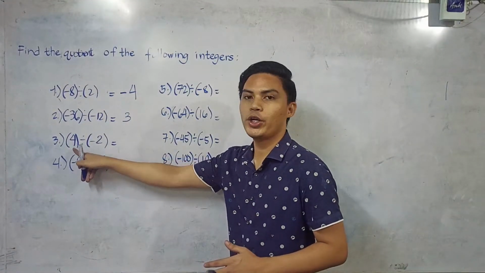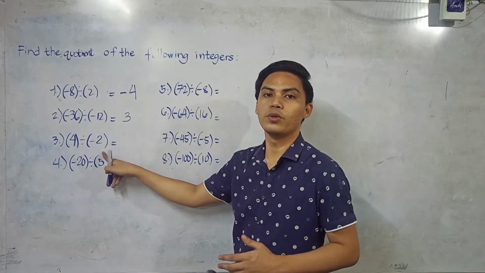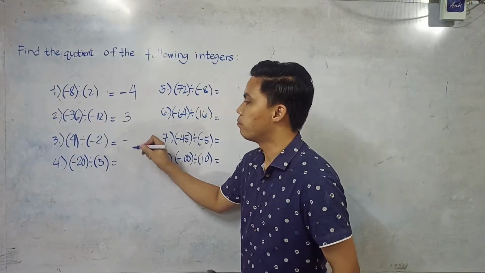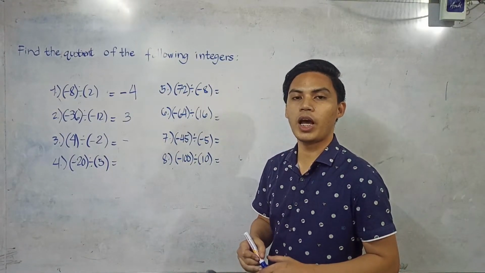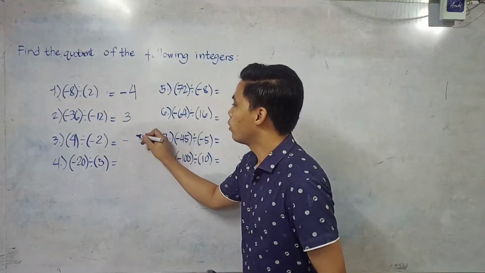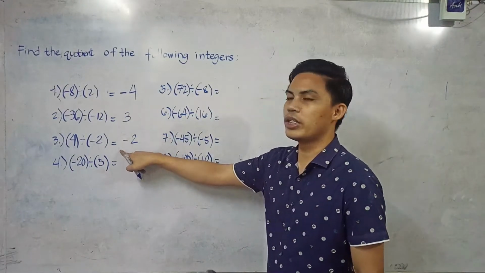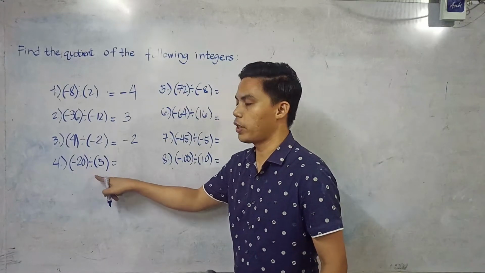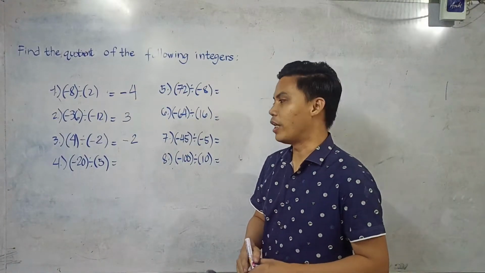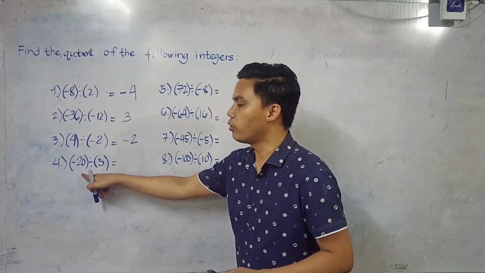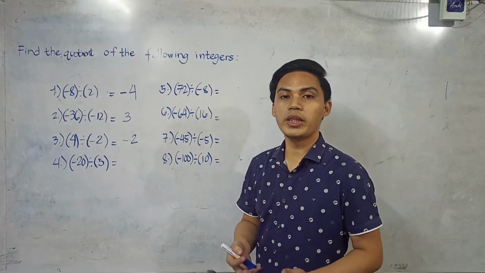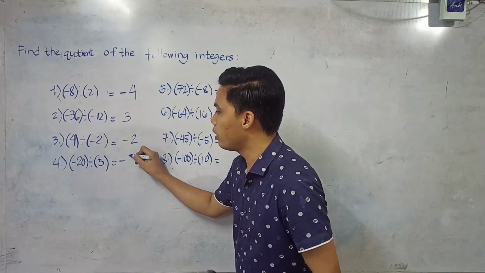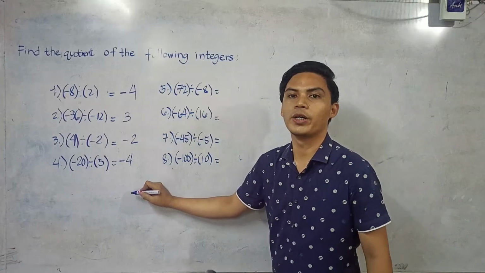Next, we have 4 divided by negative 2. Okay, unlike signs, kaya yung answer natin ay negative. 4 divided by 2, you will have 2. So the final answer is negative 2. And we have negative 20 divided by 5. So again, unlike signs pa rin. So yung sagot natin would be negative. 20 divided by 5 is 4. So the final answer is negative 4.